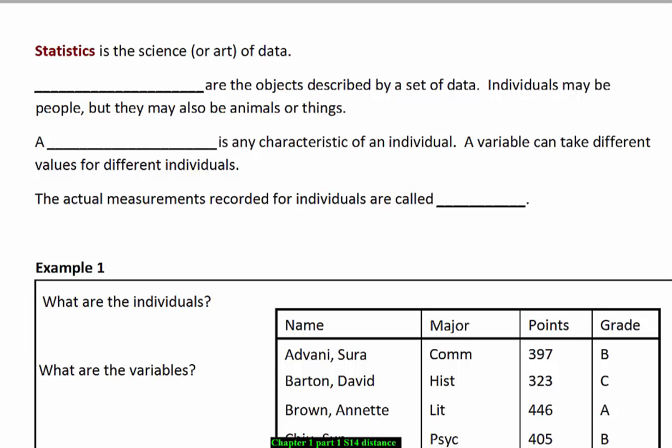Statistics is the science or art of data. Individuals are the objects described by a set of data. Individuals can be people, but they may also be animals or things. The way that you sometimes want to identify individuals, because it's not always cut and dry as it sounds, is you want to remember that when we have treatments, we're applying the treatments to the individuals. The individuals are kind of what we're getting our data, our observations from.